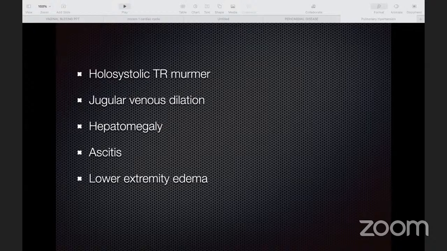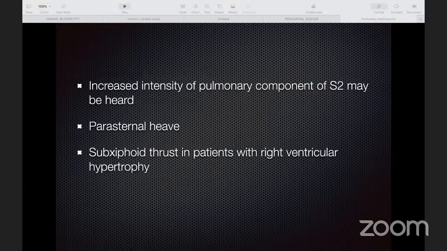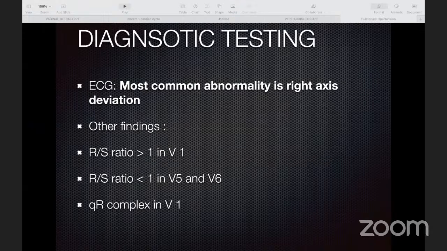So if the patient presents during severe progression of the disease, we can identify all these examination findings. Even on auscultation, we can hear an increased intensity of the pulmonary component of S2, a parasternal heave may be observed, and a subxiphoid thrust in patients with right ventricular hypertrophy. So these are the examination findings which we can identify in a patient with pulmonary hypertension.